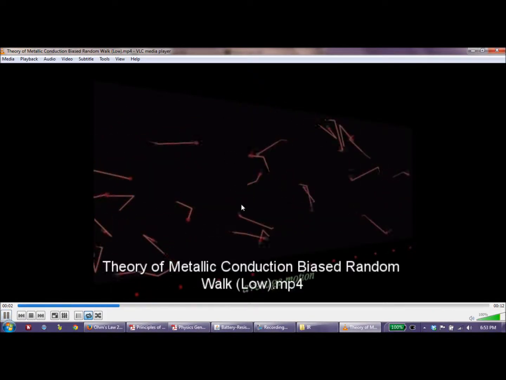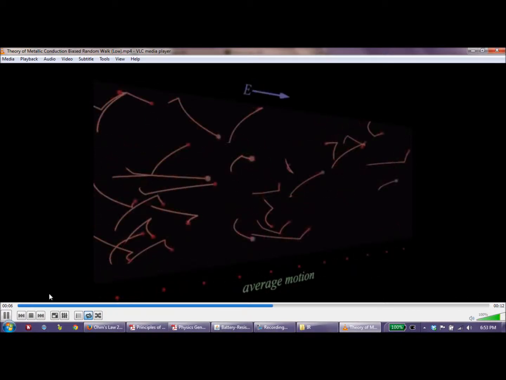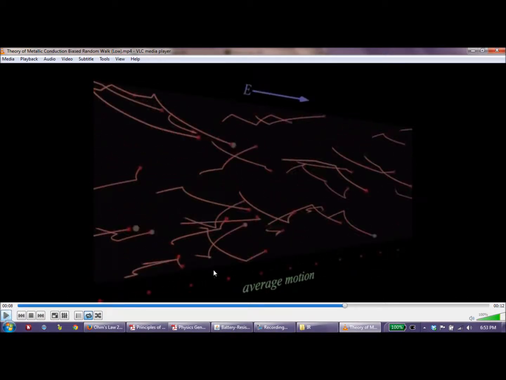And look at that average motion. So they start off with no motion, no average motion. You establish the electric field and you have an average motion. And that average motion is what we call current. The collisions between the molecules that you can see here as big jumps in directionality is actually how the energy is transferred down the wire.